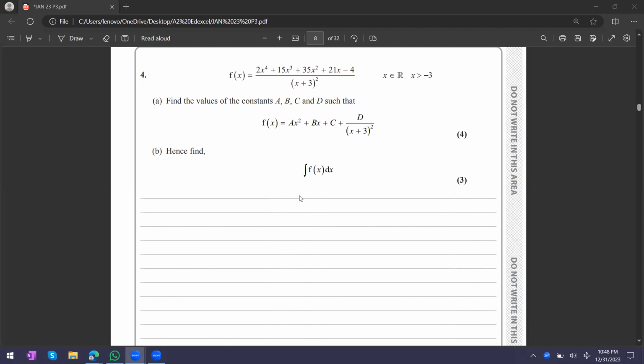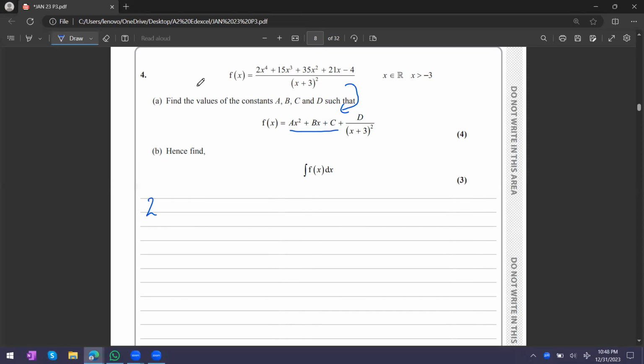Okay, hello. Let's continue question 4 now. For the A part, basically, you need to convert it into partial fraction. But the good thing is they already told us what form they want, so it makes it a little easier. But conceptually, we can look at why this form is converted into this form. Why do we have an ax squared plus bx plus c here?